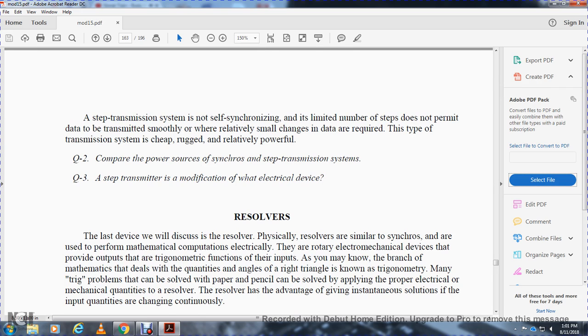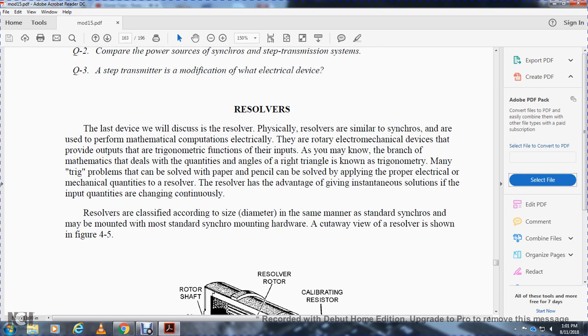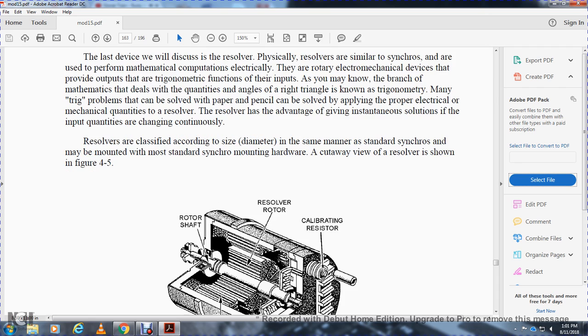The resolver is similar to the synchro in its physical construction, but it performs mathematical computations electronically. It is a rotary electronic device that provides an output that is a trigonometric function of its inputs. As you may know, trigonometry is the branch of mathematics that deals with the quantities of the angles of a right triangle. Such trigonometric problems can be solved by applying the proper electrical and mechanical quantities to the resolver, which gives an instantaneous solution even as input quantities change continuously. Resolvers are classified according to size, with the same diameter as synchros, and may be mounted with the most standard synchro mounting hardware. A cutaway view of the resolver is shown in figure 4-5.